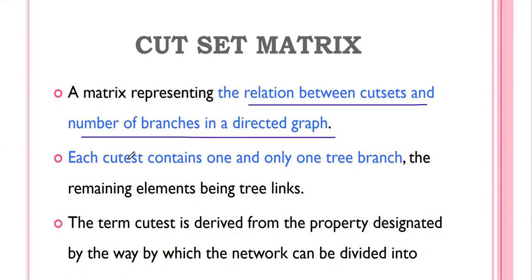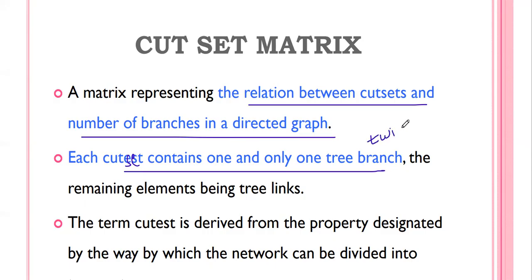Each cut set contains only one tree branch, that is a twig. Already you know the tie set. Just compare and study the two things, then only you can remember all these. In the formation of the tie set matrix, the fundamental loop must consist of only one link and a number of twigs. Just opposite in this cut set matrix, each cut set contains only one tree branch. Tree branch means twig.